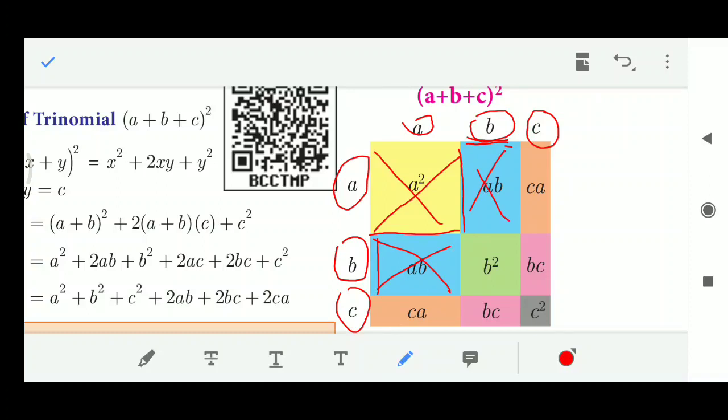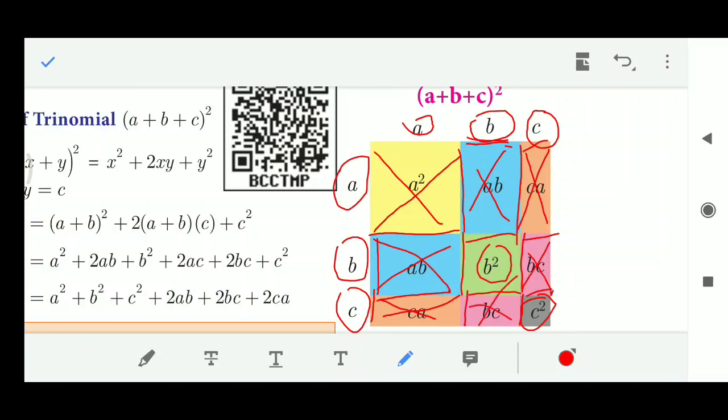So 2 times ab. Then comes the orange one, c into a gives ca. Here also c into a gives ca. Then b square, b into b gives b square. Then c square, c into c gives c square. The next one, b into c gives bc, then b into c, bc.